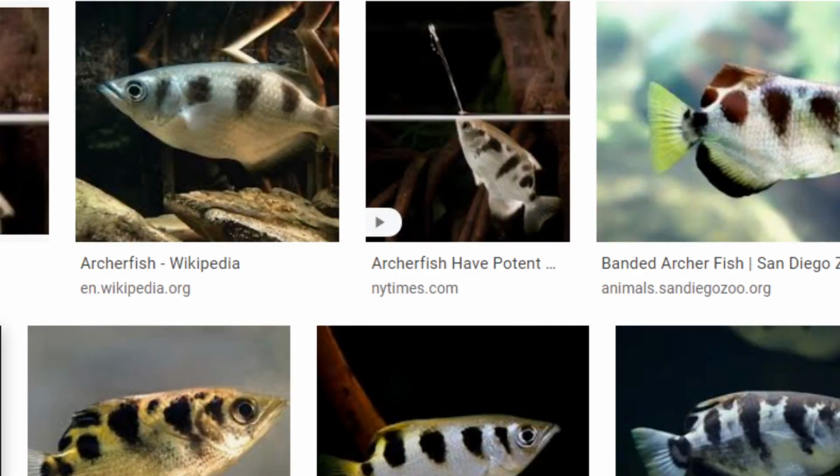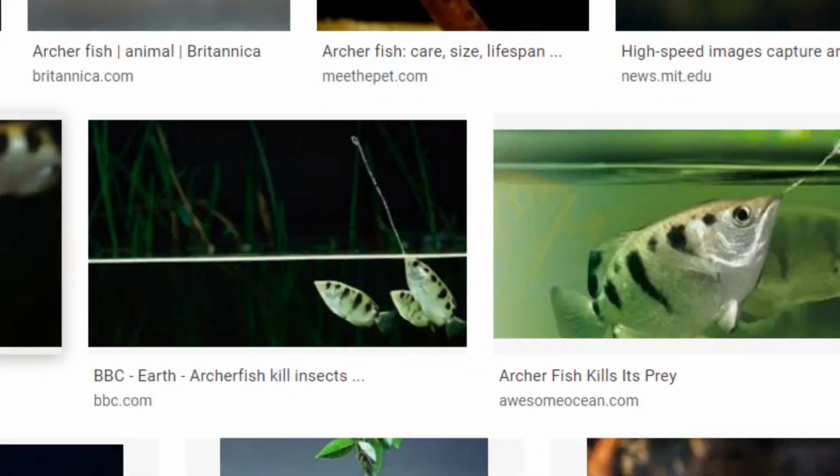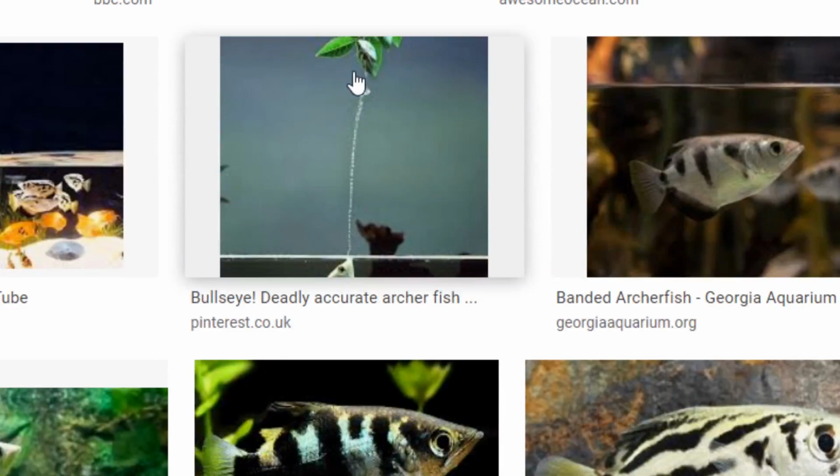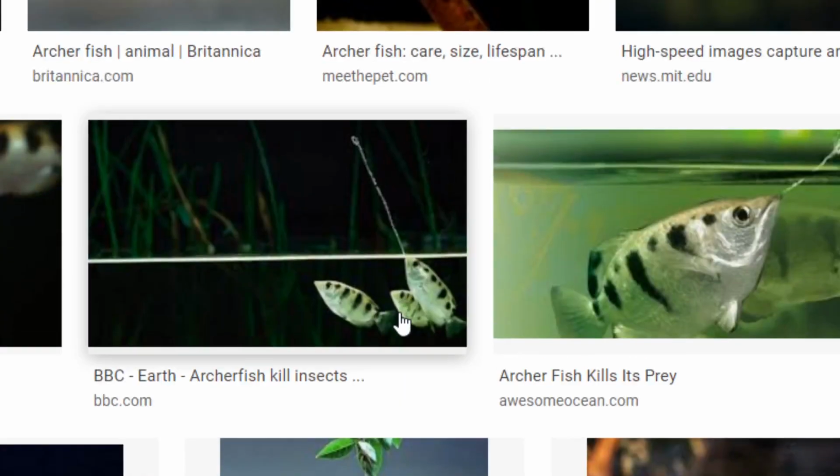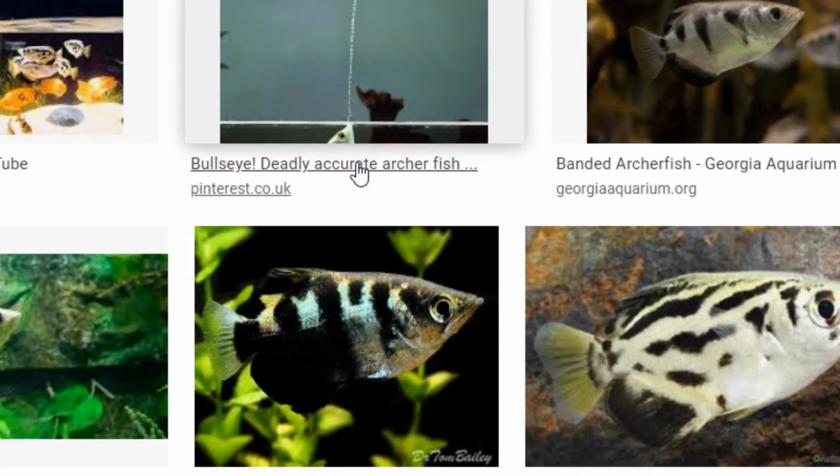These guys here, they'll spit water. They'll take water into their mouths and make a little tube and spit water at an insect on this leaf, and they'll try and knock that insect off and then eat it. Right? That's how they hunt basically.